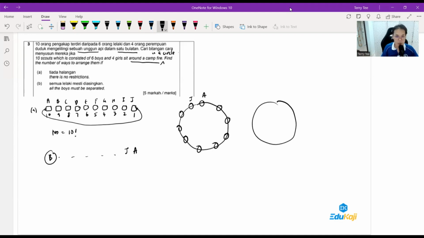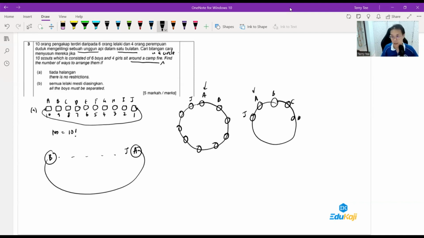So when I tie them together, I'm actually getting the same arrangement. It's just that my B is now here, A is now here, J is now here, C and D and so on. What happened is I've already moved the position of A. So A, instead of starting in the middle, I can start from here. But they have the same arrangement because A would have the same person seated next to him.